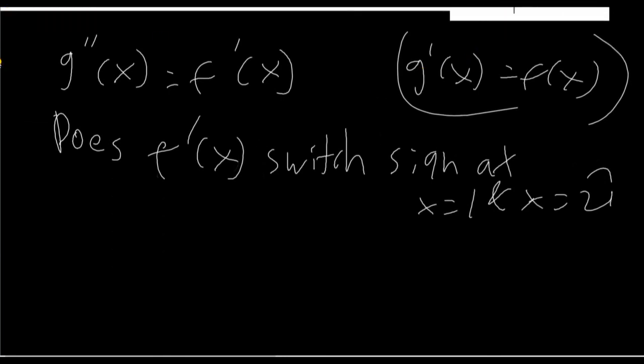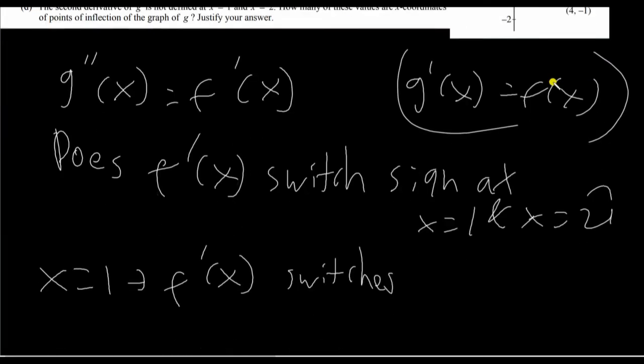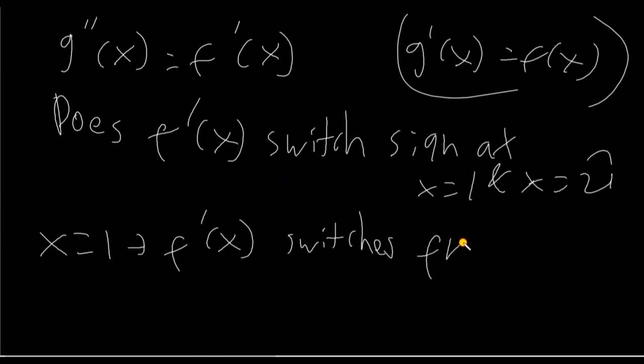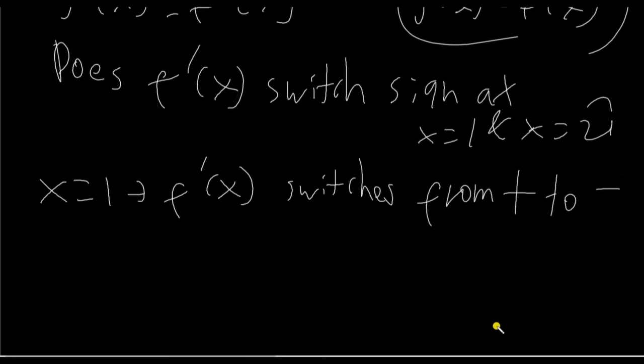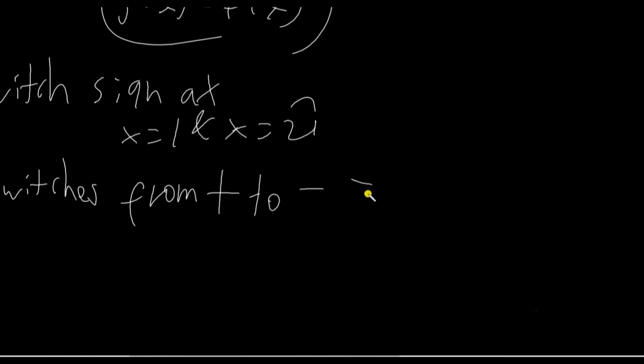Let me just write this out. So at x equals 1, f prime of x switches sign. Specifically, it switched from positive to negative. Therefore, it's an inflection point.